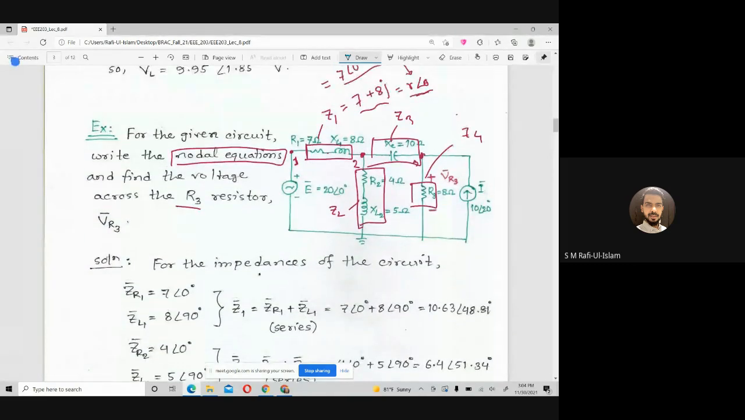What was the question? We need to find the voltage across R3. So R3 is connected between 3 and 0. So VR3 is nothing but V3 minus 0. Do you agree with this statement?